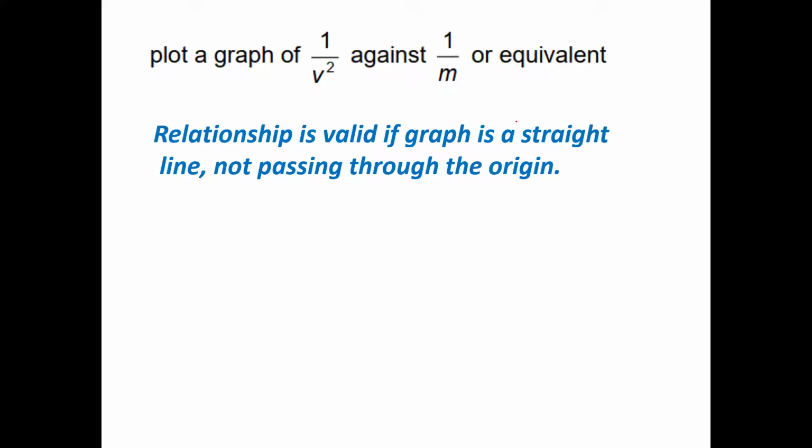Now plot a graph of 1 upon v square against 1 upon m. The relationship is valid if the graph is a straight line not passing through the origin. So now you have to copy this. This is a very important sentence. How do we know it is not passing through the origin? Because c is not equal to 0.